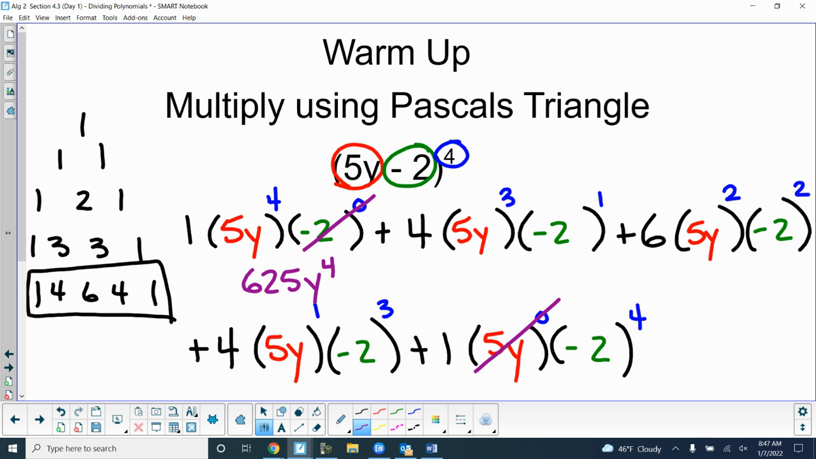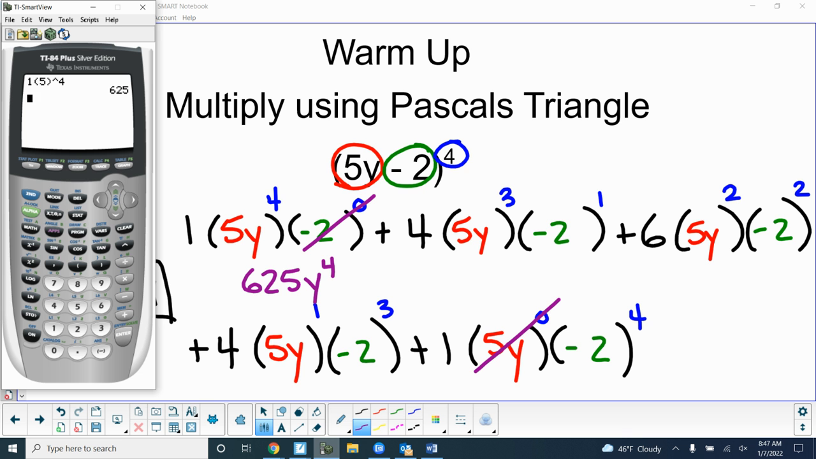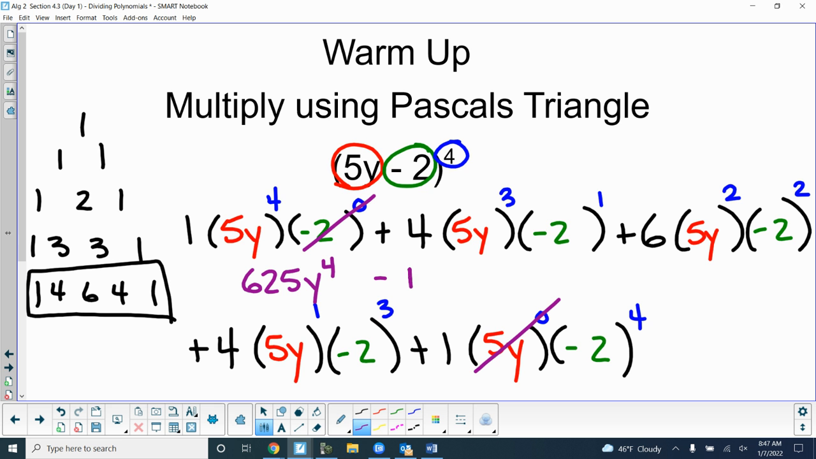Okay? Then in the next one, I could put 4 parenthesis 5 caret 3 parenthesis -2. All right? And then just hit enter. So that's negative 1,000. Y to the what? So there's where that negative came from. And this is what's always going to happen.